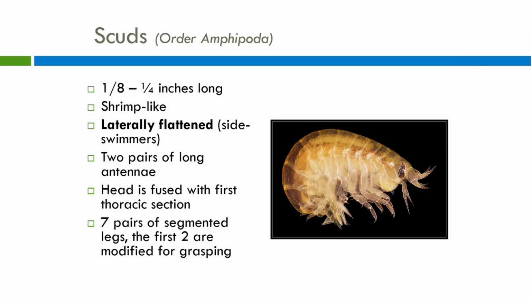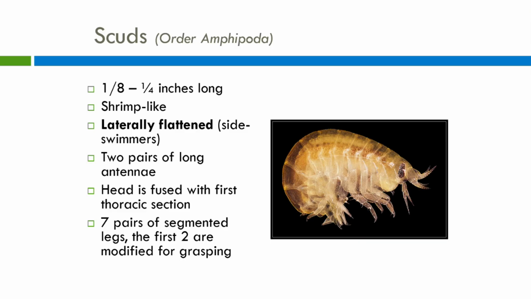So now we are moving on to our crustaceans. We will start with our scuds. Scuds are also called side swimmers. That's because we often find them on their sides swimming around. So they're laterally flattened from side to side, but they're usually on their sides. So you can kind of see this broad view of the side of their body.